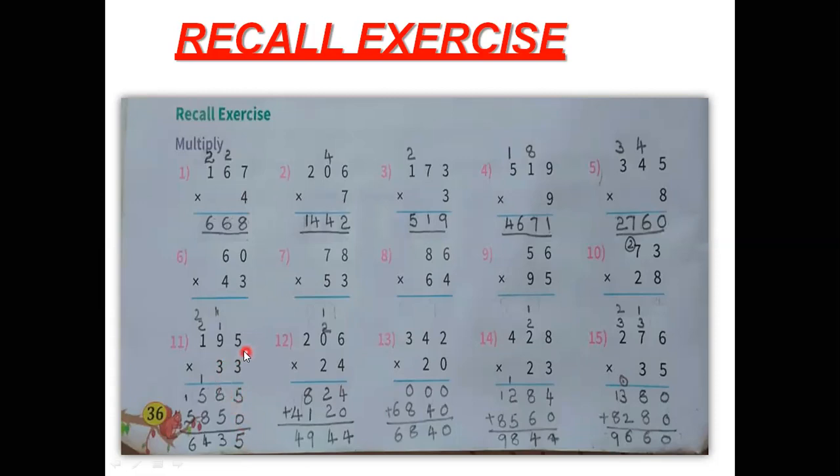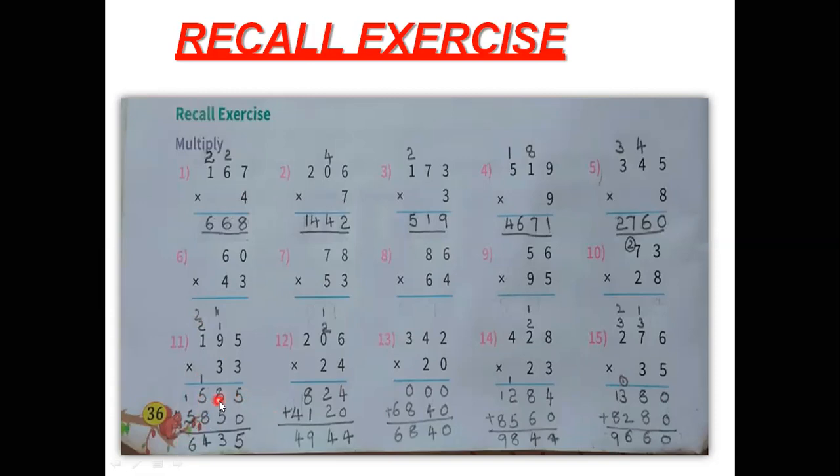So now here, 3 5s are 15. So 1 we will carry to the tens place and 5 we will write here in the tens place only. Next, 3 9s are, so 3 into 9 you have to multiply. 3 9s are 27 plus 1 is 28. So 2 you will carry to the hundreds place and 8 we will write. Next, 3 ones are 3. So 3 plus 2 is 5. So we will get the same above number only.